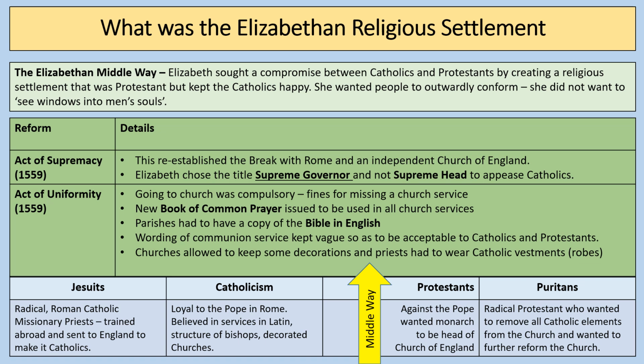The wording of the communion service was kept vague, so it was acceptable to Catholics and Protestants, and churches were allowed to keep some decorations, and priests had to wear Catholic vestments, which are the robes. So it was a middle way between the Catholic ideas and the Protestants. Obviously, it's a Protestant settlement, but there are things to keep the Catholics happy. Now, eventually, this would make Catholics unhappy, but also Puritans unhappy later on in her rule as well. But that's what we mean by the Elizabethan religious settlement.